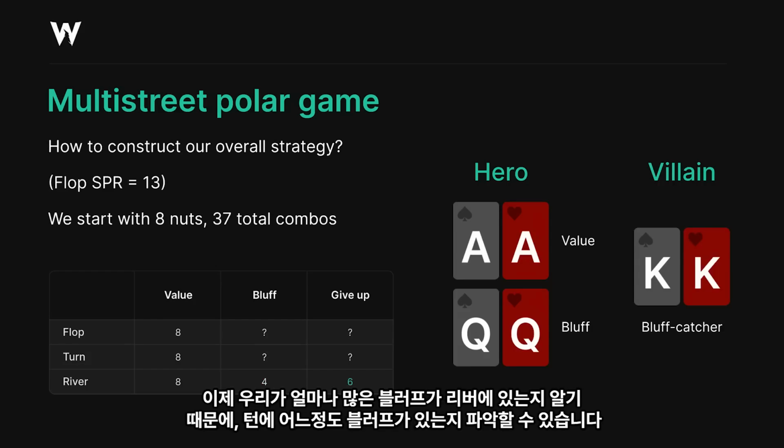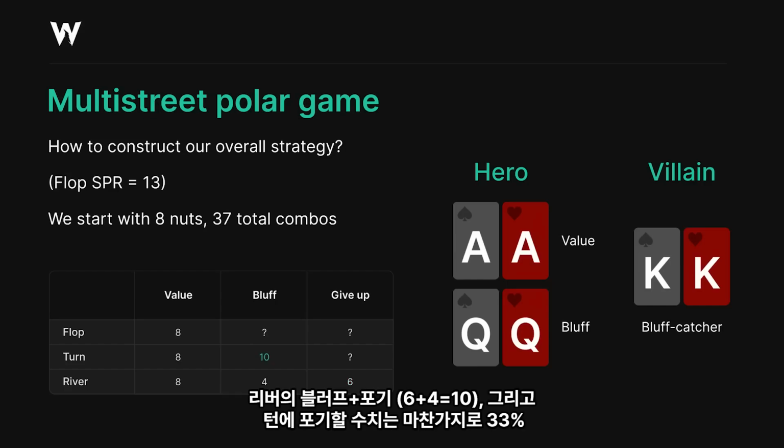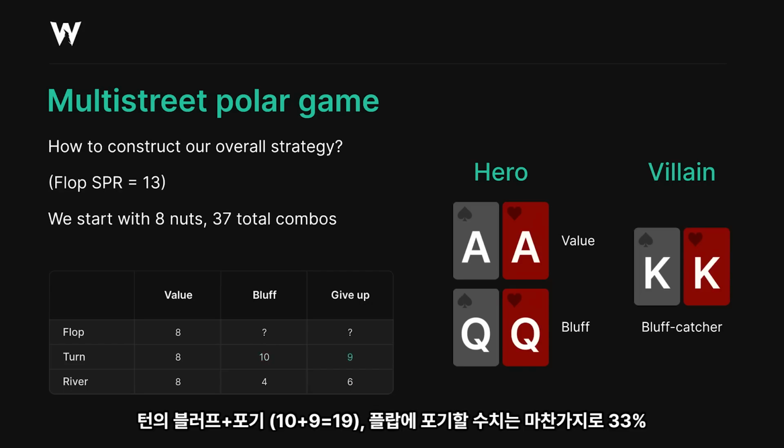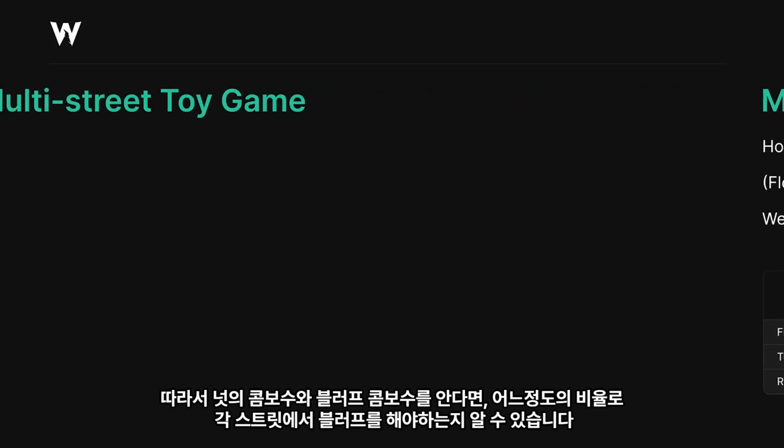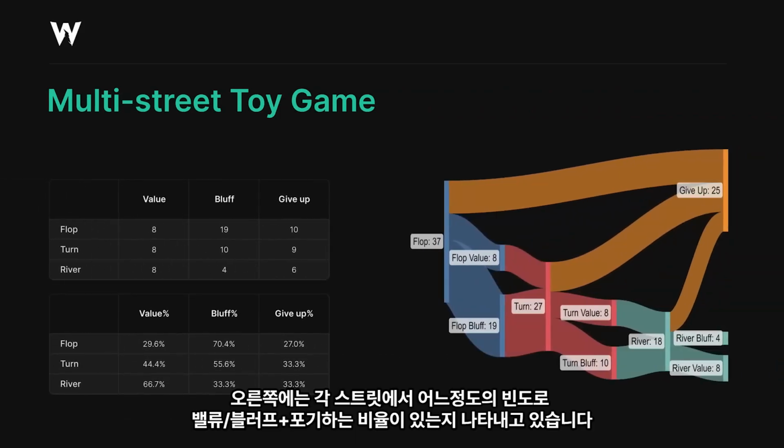Now that we know how many bluffs we have on the river, we know how many bluffs we have on the turn. 6 plus 4 is 10. And again, our give up range should be such that we're giving up a third of the time on the turn, which works out to 9. And again, 10 plus 9, that's 19. And that leaves the remaining 10 give ups on the flop. And so we can already figure out, if we just know the total number of nuts and bluffs, how often we should be value betting and bluffing on each street. Let's visualize that. On the right-hand side, we can see a flow chart that shows how often we're value betting and bluffing each street, as well as our give-ups.